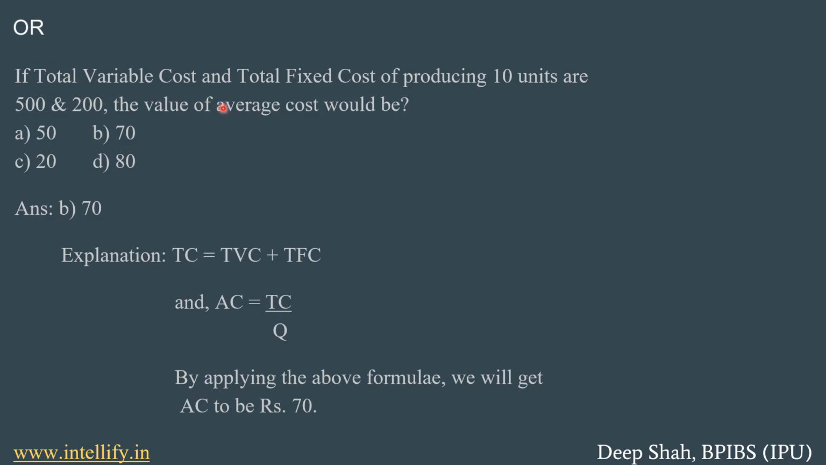If total variable cost and total fixed cost of producing 10 units are 500 and 200 respectively, the value of average cost would be. So here we have four options: A 50, B 70, C 20, D 80. The answer is B 70. This can be calculated by the following formulas. TC is equal to TVC plus TFC. So our TVC is 500 and TFC is 200. So it comes out to be 700, and AC is equal to TC upon quantity. So 700 upon 10, which is the quantity. So we have AC is equal to rupees 70.